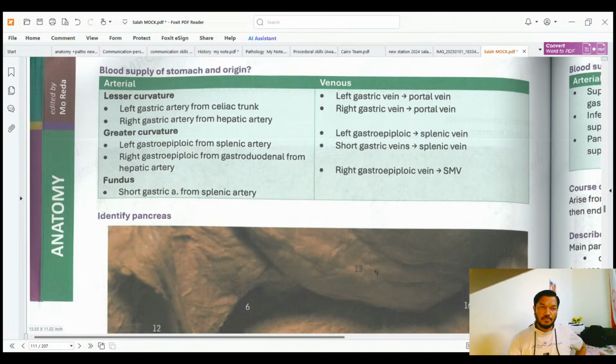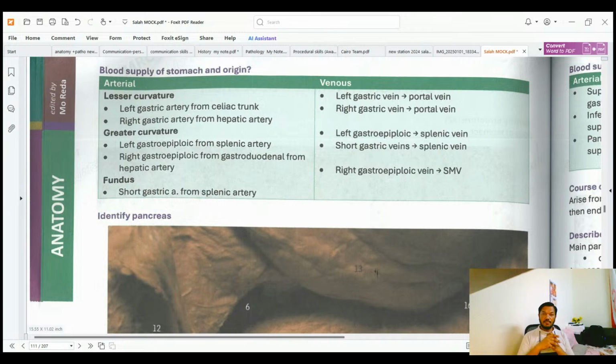Blood supply of the stomach. Arterial supply: in the lesser curvature, left gastric artery from celiac trunk, right gastric artery from hepatic artery. Greater curvature: left gastroepiploic artery from splenic artery, right gastroepiploic artery from gastroduodenal artery, gastroduodenal from hepatic artery. Fundus: short gastric artery from splenic artery.